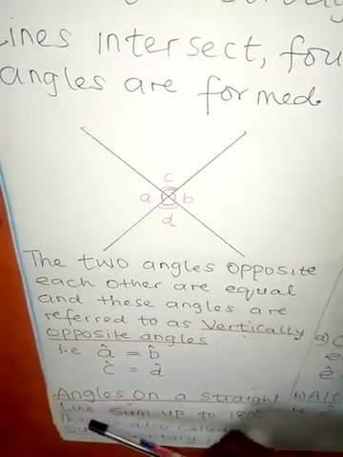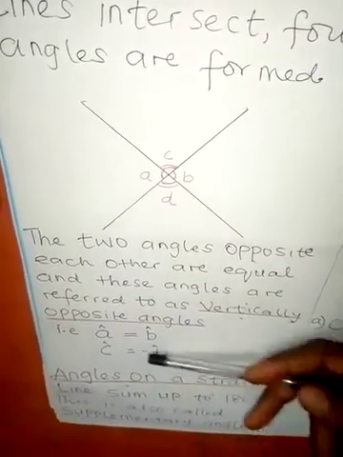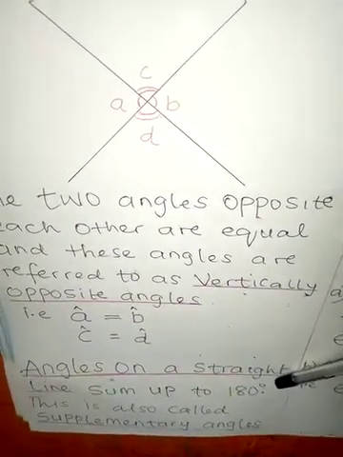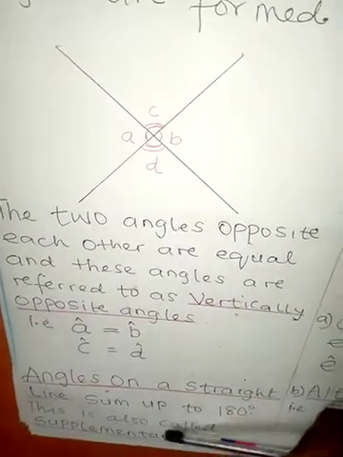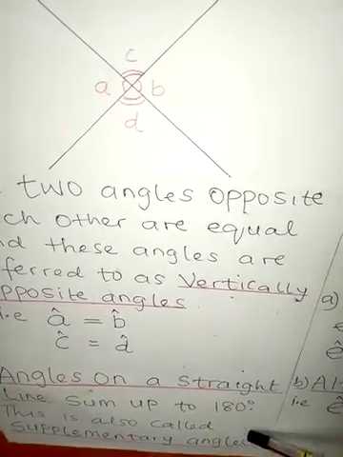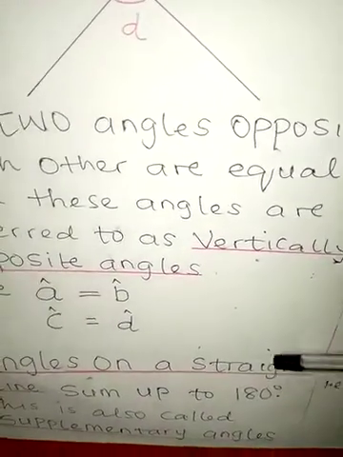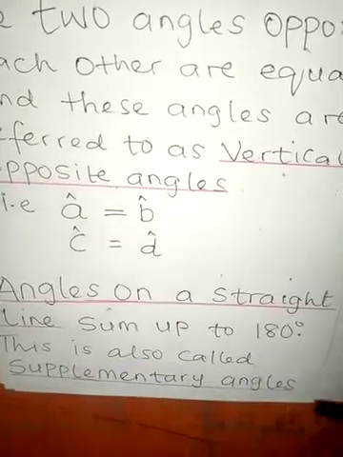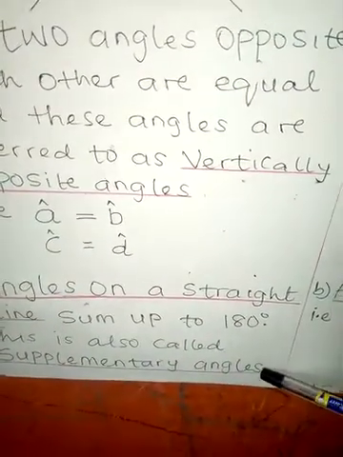Now, let's proceed. Angles on a straight line. Angles on a straight line sum up to 180 degrees. And this is also called supplementary angles. That is, angles that when you add them together give you 180 are called supplementary angles.